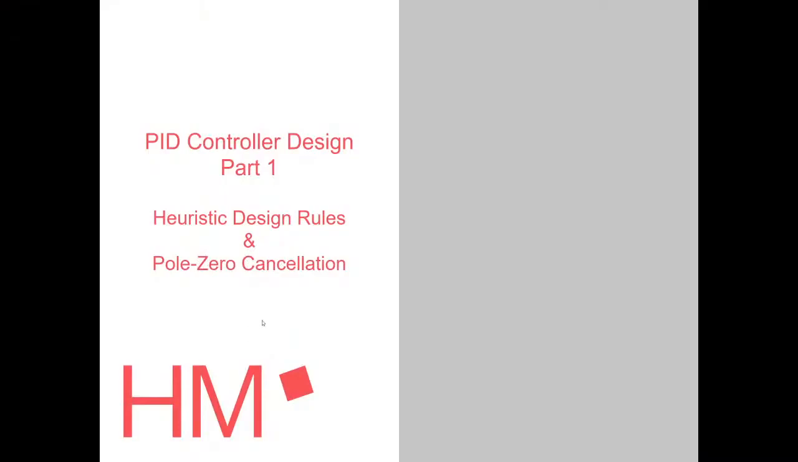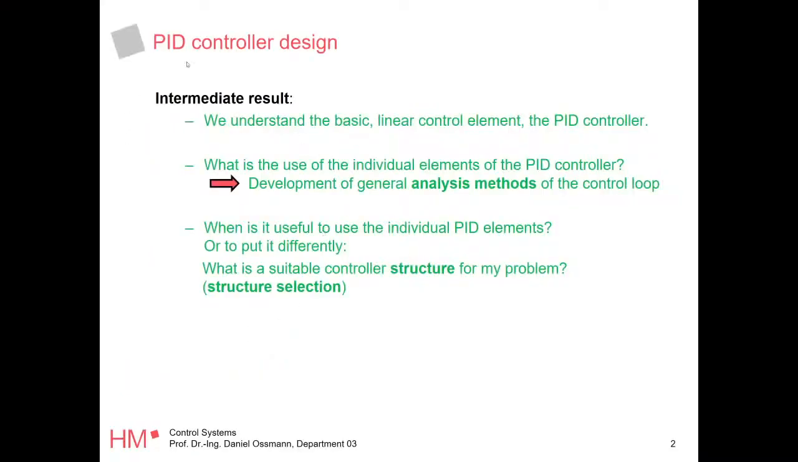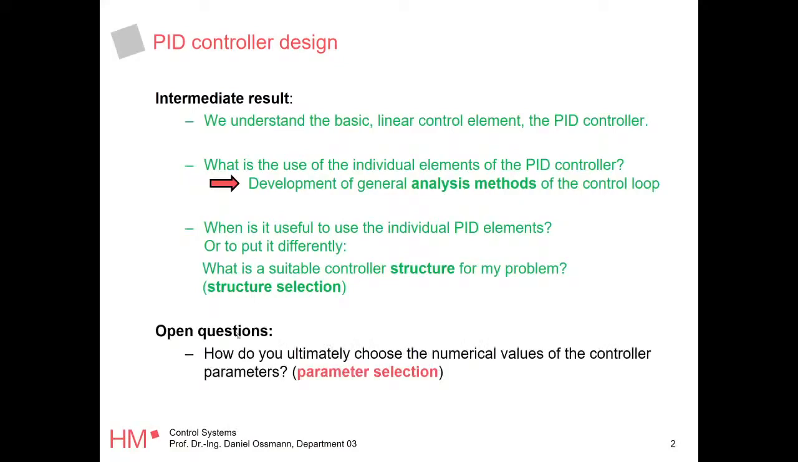Okay, I'll jump over. So, a new chapter. And here's our intermediate result. We have covered how a PID controller looks like, what the elements are doing. We know how to analyze the closed loop. We've actually talked now about how we choose the structure for a given problem, for a given design specification. And now the open question is, how do we ultimately choose the numerical values of our controller, right?